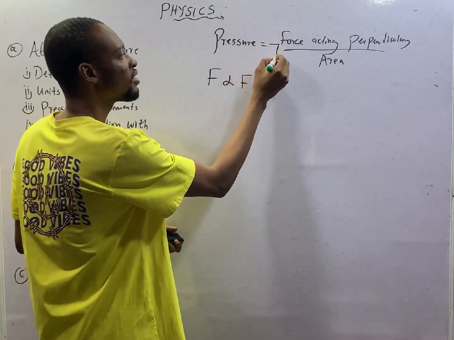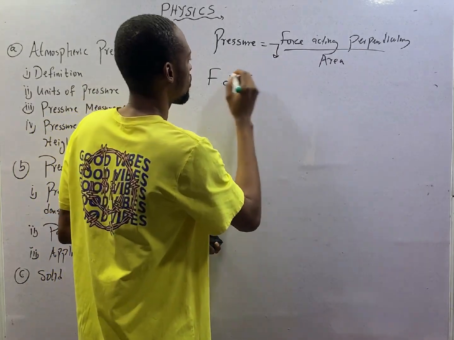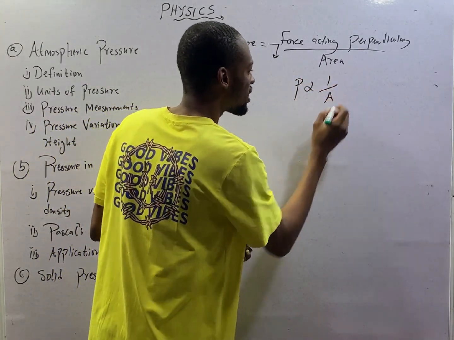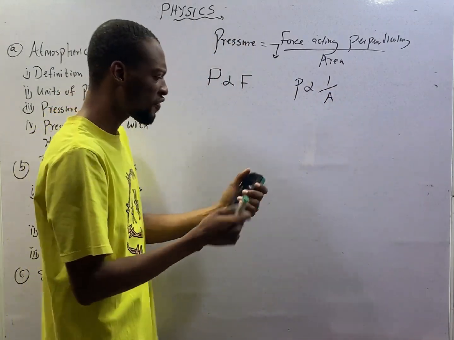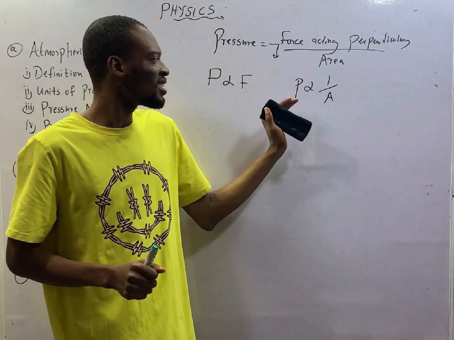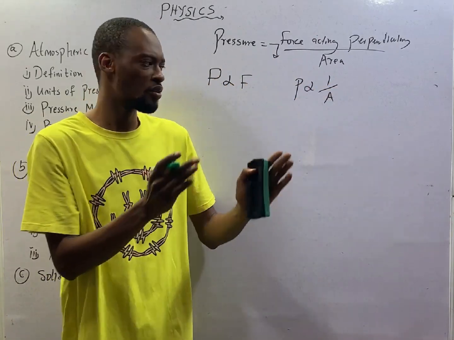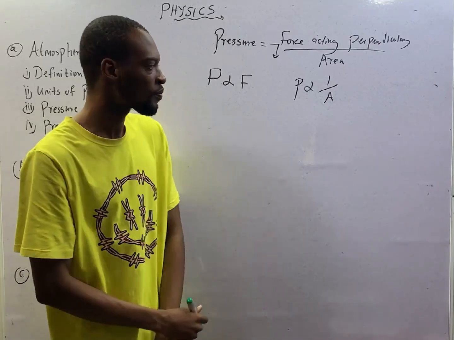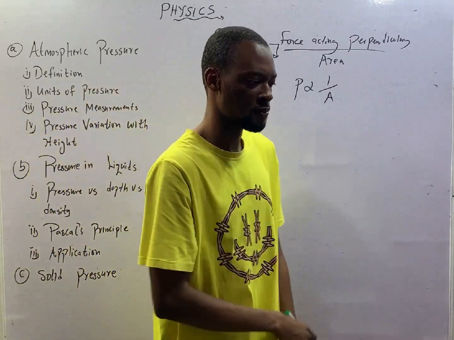And from here, you see that pressure varies inversely as area. As force increases, pressure will go up. As area increases, pressure will reduce. As area reduces, pressure will increase. Take a look at it this way.